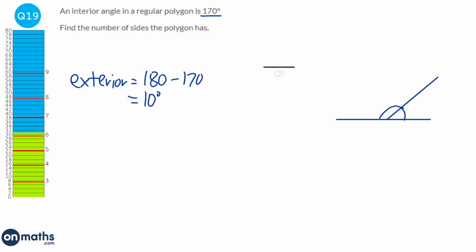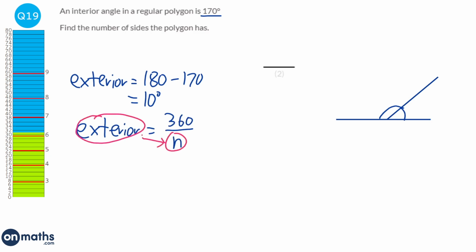So we've already done a different formula for exterior angle, which is 360 divided by n. And something we can do is swap these two things around. And so we can make the formula that n equals 360 divided by the exterior angle. So 360 divided by the exterior angle, well, we know that the exterior angle is 10, therefore n is 360 divided by 10, which would be 36.